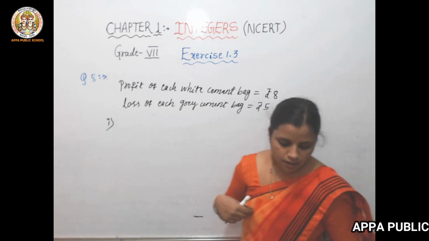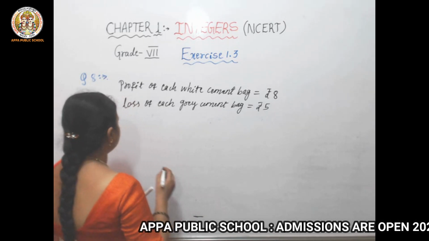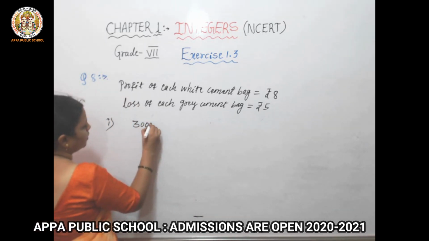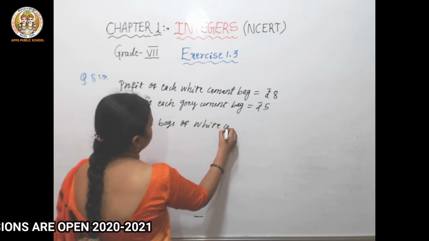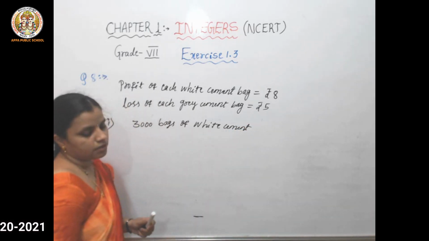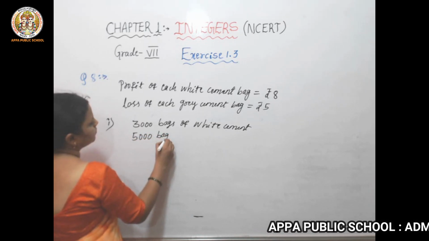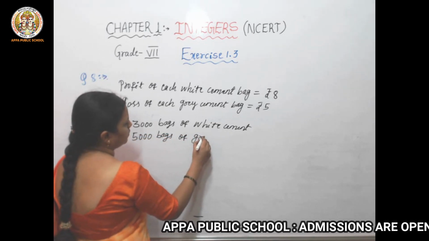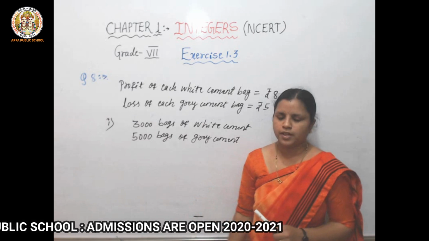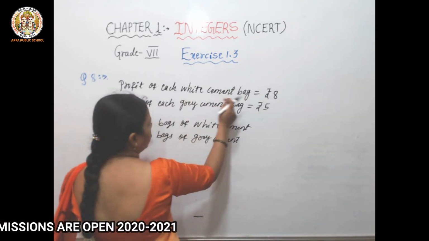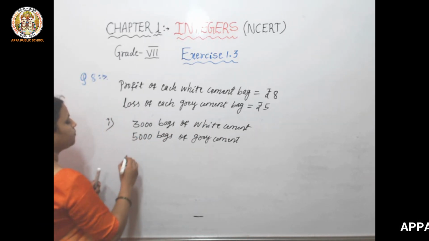The first one, as I said: a company sells 3000 bags of white cement and the next 5000 bags of grey cement. So with this, we have to calculate whether the company is getting a profit or a loss. For each bag we know the rate, and for the 3000 bags we have to calculate the price.